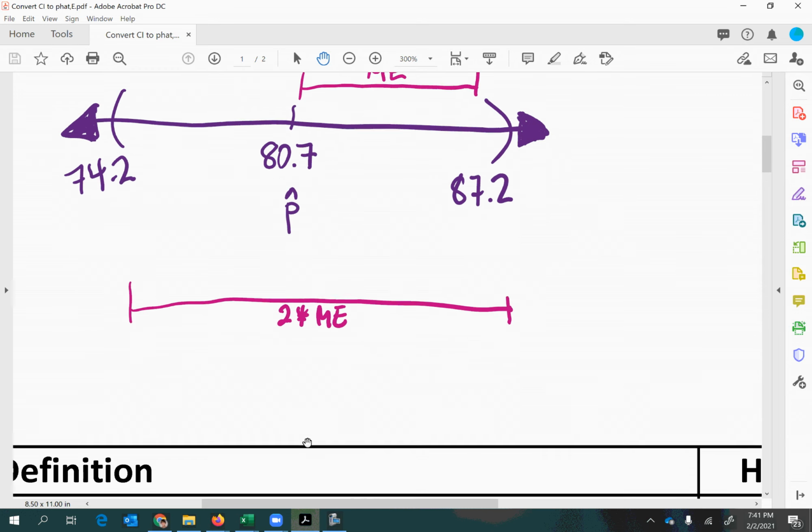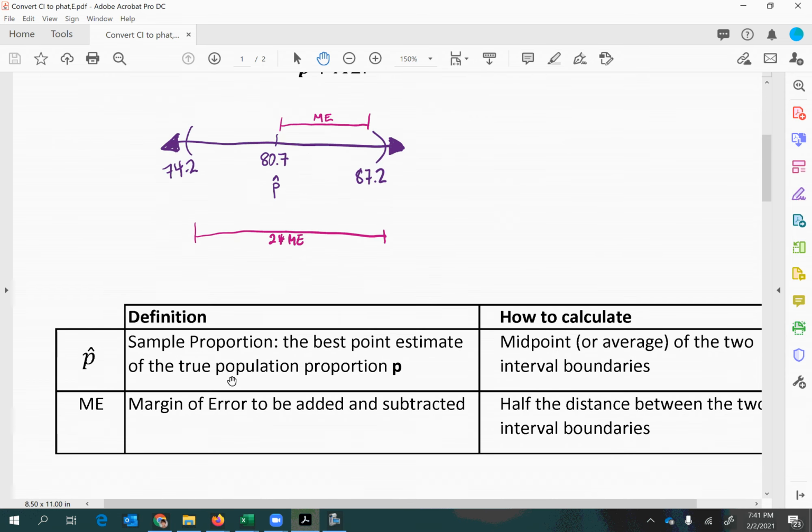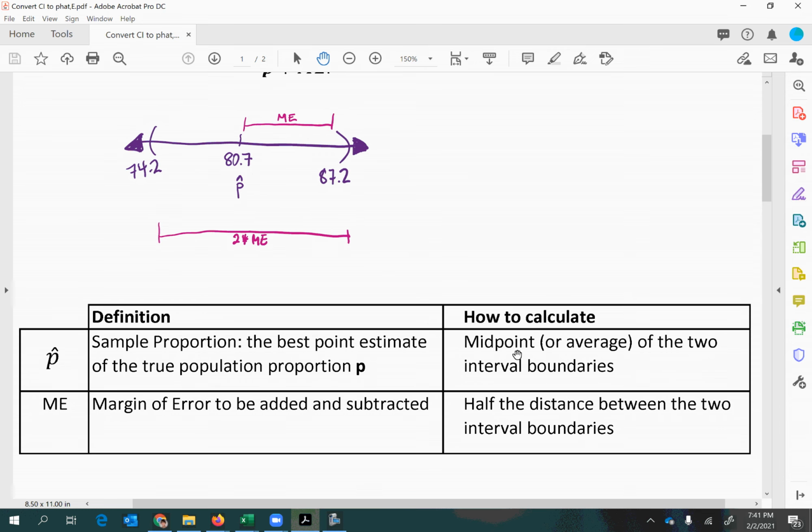So I've written out the definitions here. We have the p hat, which is the sample proportion, also the best point estimate of the true population proportion p. How do we calculate it? We take the midpoint or the average of the two interval boundaries.